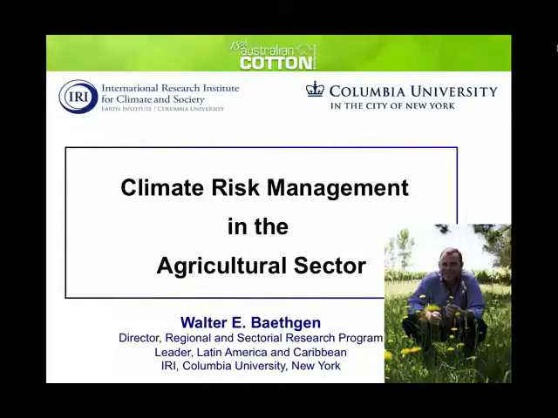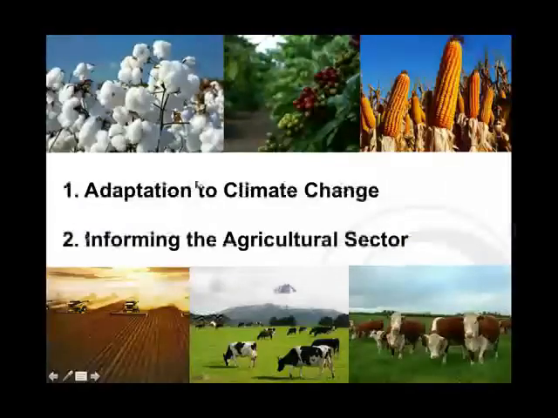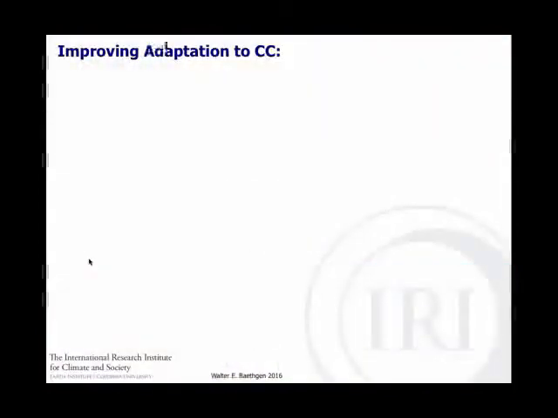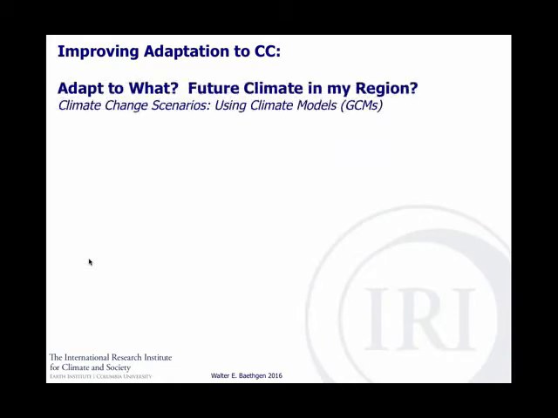So today we will be discussing climate risk management in the agricultural sector, and basically we will be talking about two main subjects. One, very briefly, adaptation to climate change, and then most of the presentation on how can we improve the information for the agricultural sector. Adaptation to climate change. The first question that we get when we work in this area is, what do we need to adapt to? Or what can I expect of the future climate in my region?